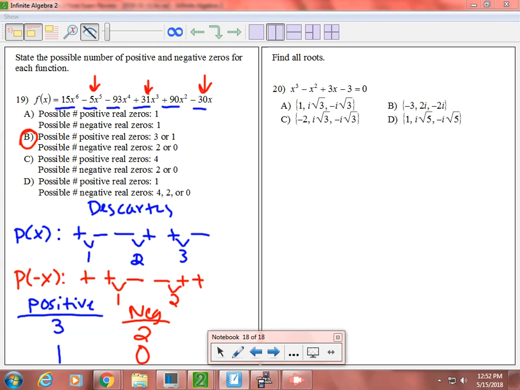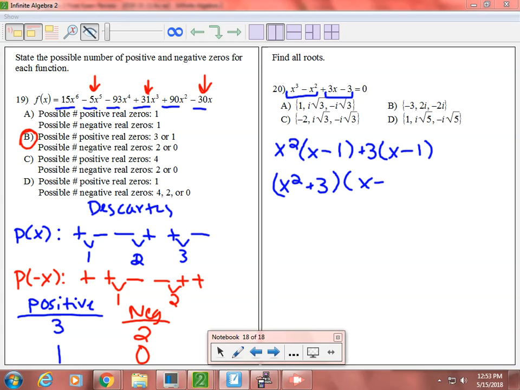Okay, so when I look at this, I automatically think 4 parts. I'm going to look at grouping. So if I group this, I can take out x squared, and I'm left with x minus 1. Here I can take out a positive 3, and I'm left with x minus 1. So now I have x squared plus 3 and x minus 1.